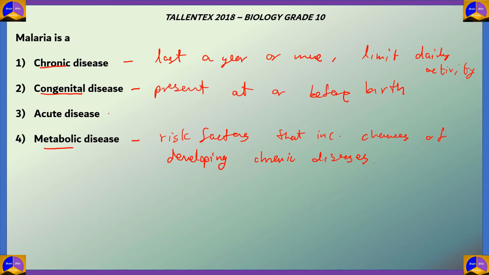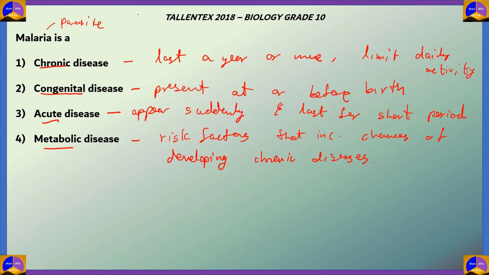And finally, acute diseases. These are diseases that appear suddenly and last for a short period of time. Now, let's look at malaria. Malaria is caused by a parasite called Plasmodium, and it appears suddenly, and then with the right amount of treatment, it lasts for only a short period. So basically, malaria is an acute disease, so option C is the correct option.